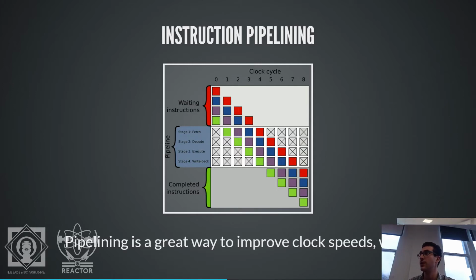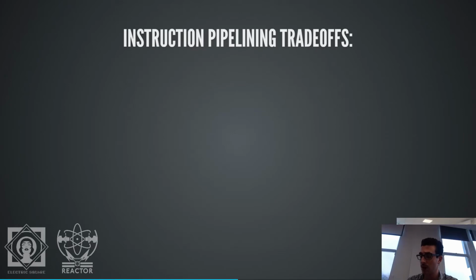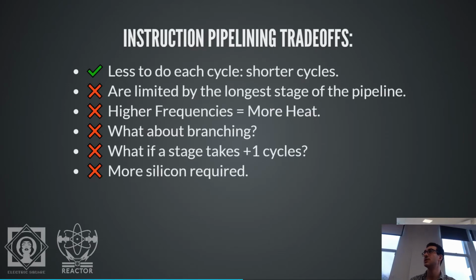This is a great way to improve clock speeds because we're doing more work in parallel in smaller clock cycles. But this has some trade-offs, right? Less to do each cycle, shorter cycles. But now we are limited by the longest stage of the pipeline. So if fetching data from some memory takes 10 milliseconds and everything else took 1 nanosecond, the entire pipeline has to run with 10 millisecond clock cycles. That's an extreme example because we have bottlenecks.